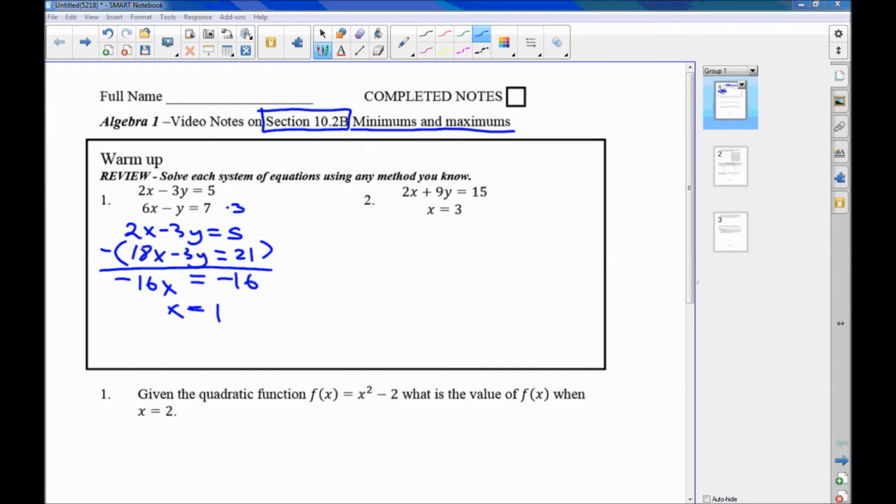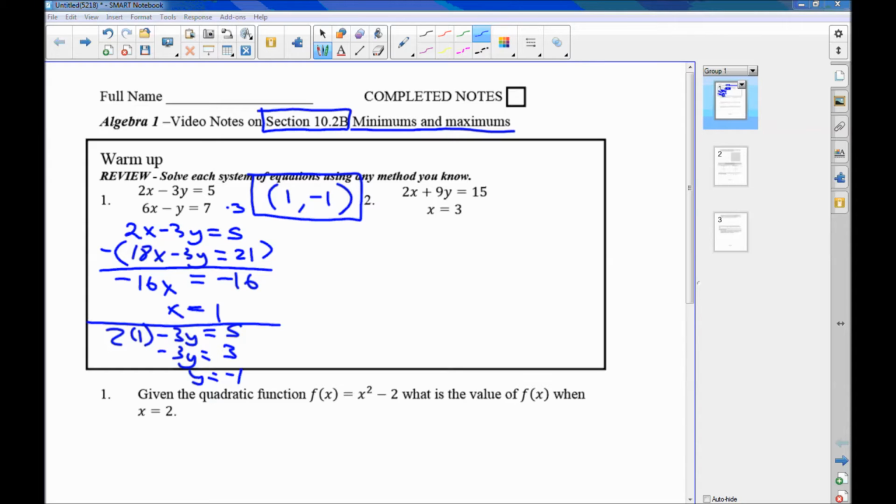So remember, the answer to a linear system is the ordered pair where the two lines cross. Okay. So we get 1. We plug 1 back into either one of these equations. So I'll do it into the first one. 2 minus 1 times 3y, or minus 3y equals 5. So subtract 2 from both sides will give me negative 3y equals 3. And y is negative 1. So this is the ordered pair where these two cross.